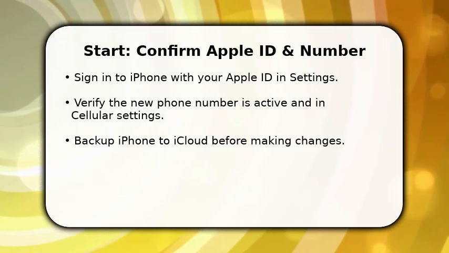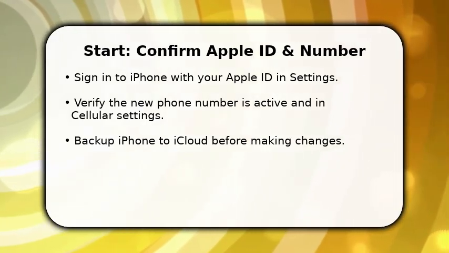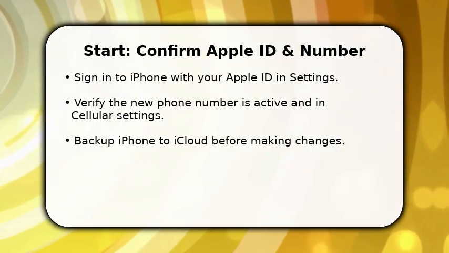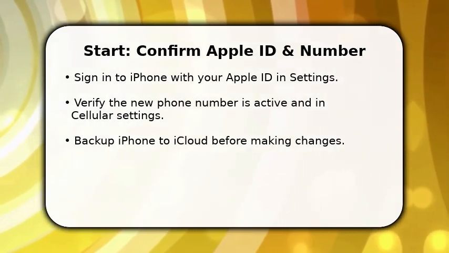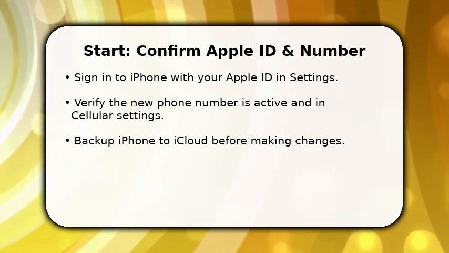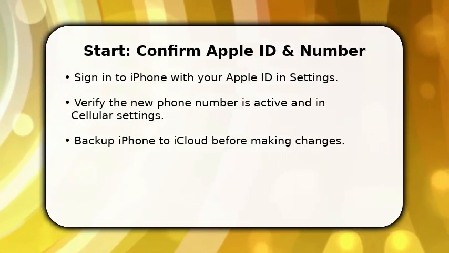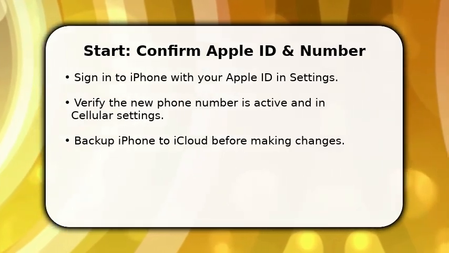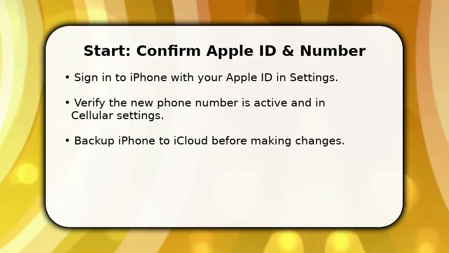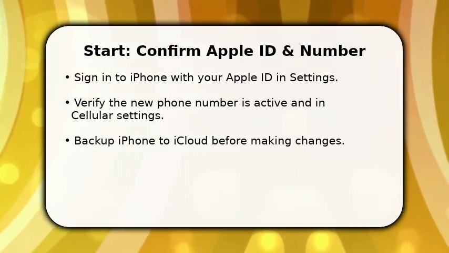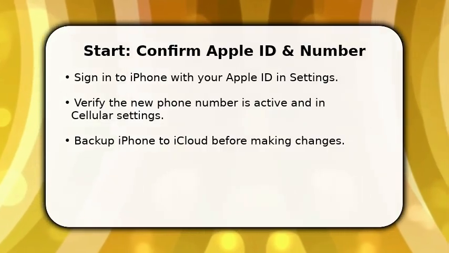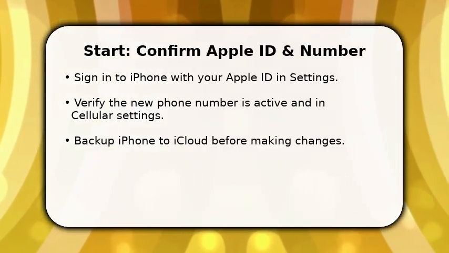You're starting by ensuring the account and number match. First, open Settings and confirm you're signed into the correct Apple ID. This links iMessage. Then check Phone, My Number to confirm the new number is listed and the SIM is active. Once done, make an iCloud or local backup so you can restore if anything mislinks. This prevents account confusion and preserves message history. It's a quick safeguard that makes later steps reversible and less risky.